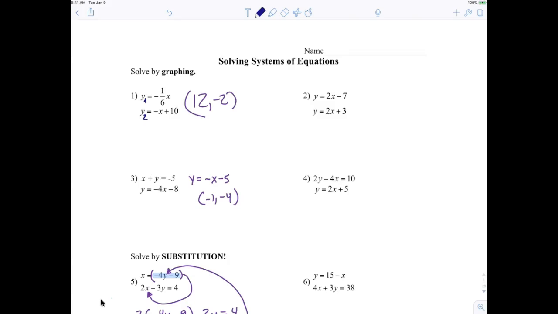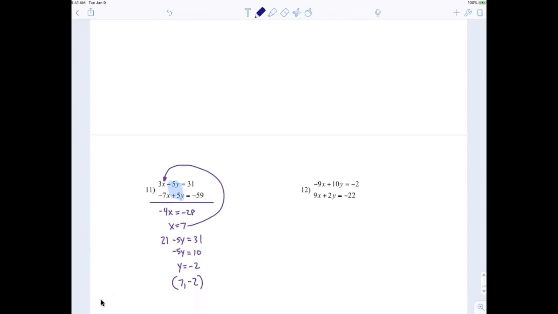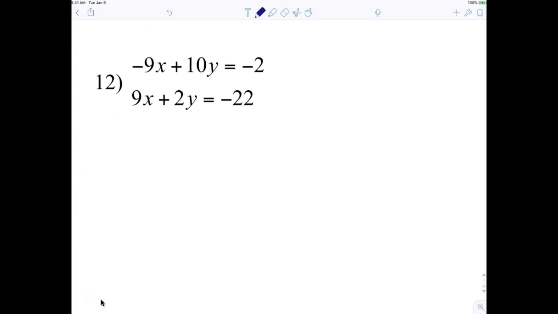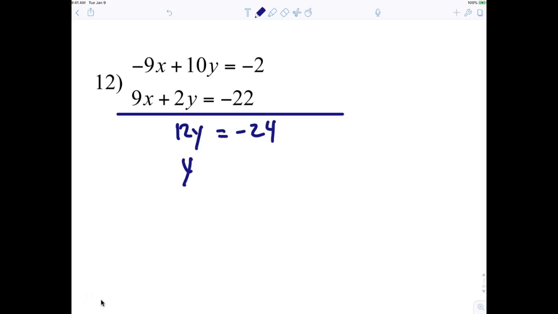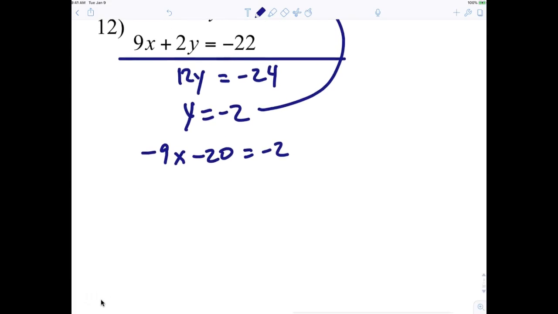Number 12. All right, let's take a look at number 12. Add these together. 12y equals negative 24. Y equals negative 2. Do you agree with that? Now you plug negative 2 in. Negative 9x minus 20 equals negative 2. Negative 9x equals 18. X equals negative 2.